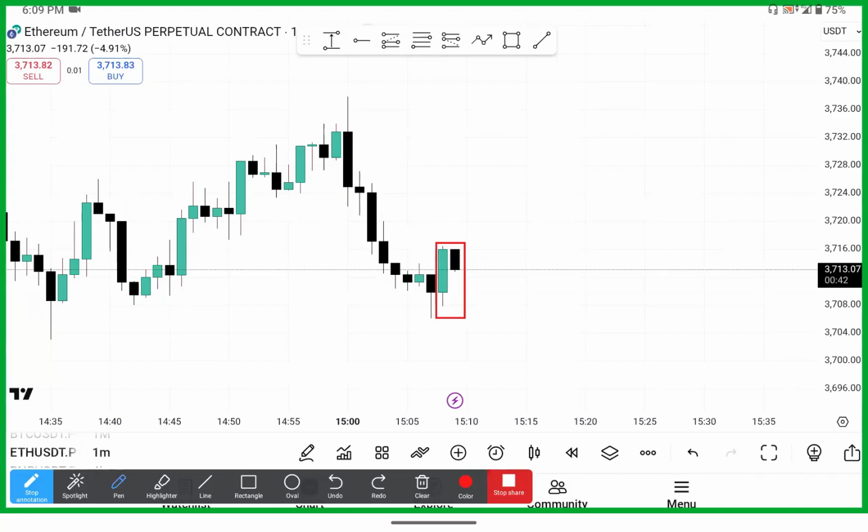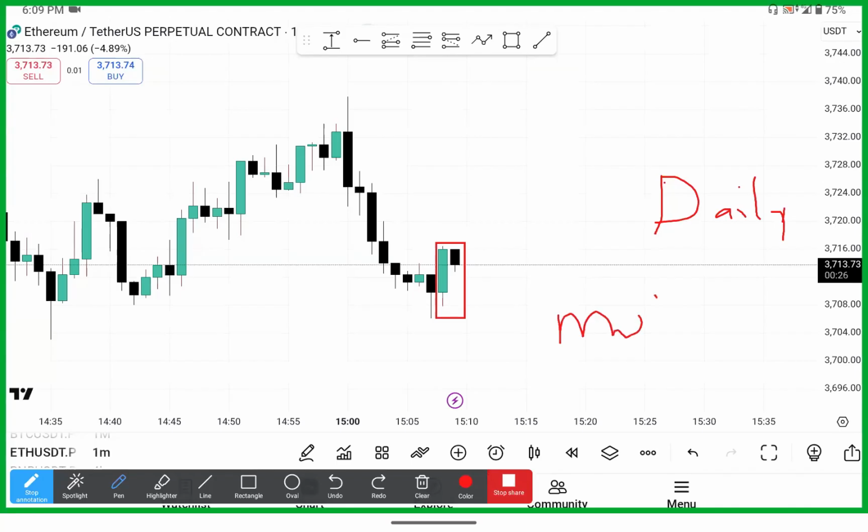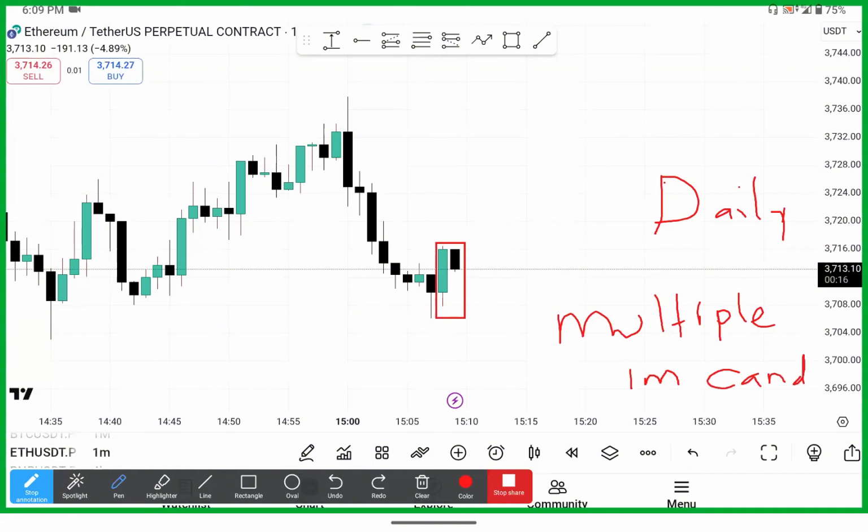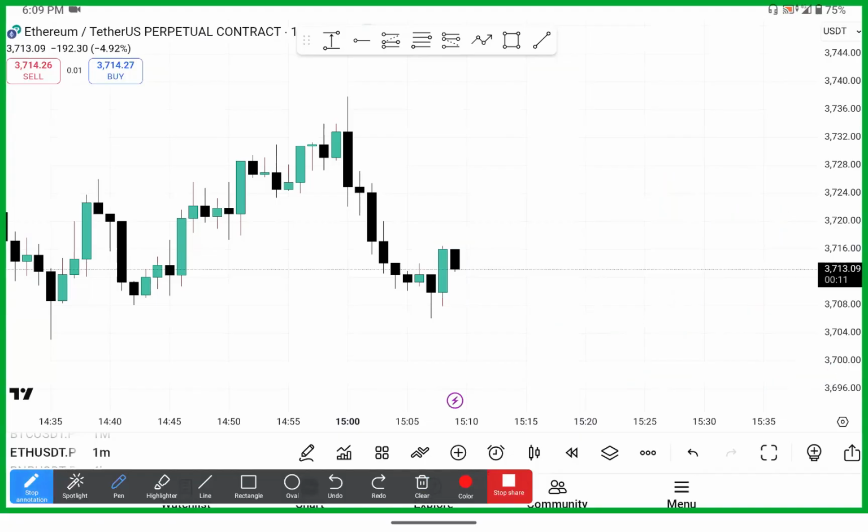That feeds the daily time frame. Why? Because every daily time frame has multiple, if not millions or thousands of 1 minute candles. You get? So it is the same if you go to 1 second.